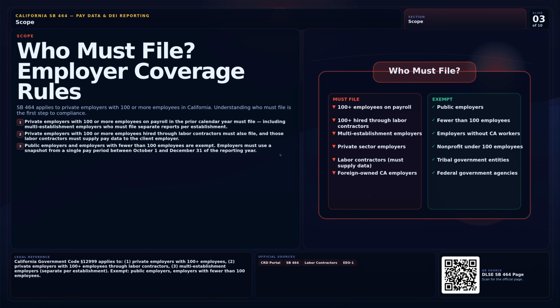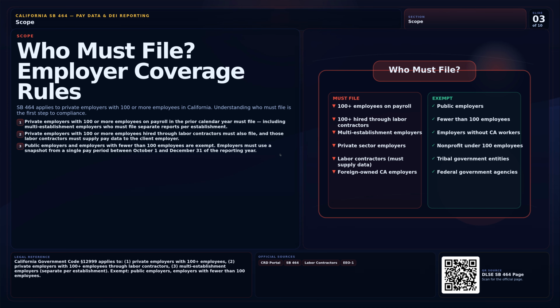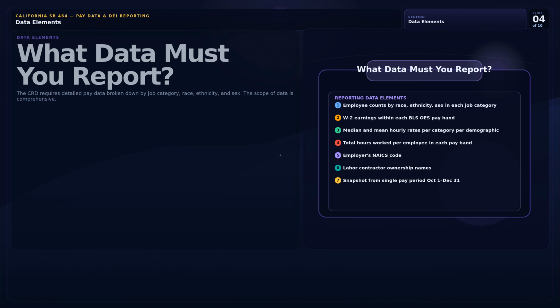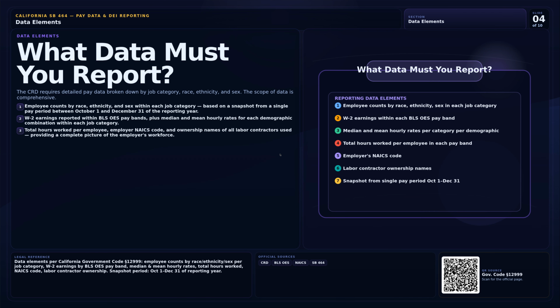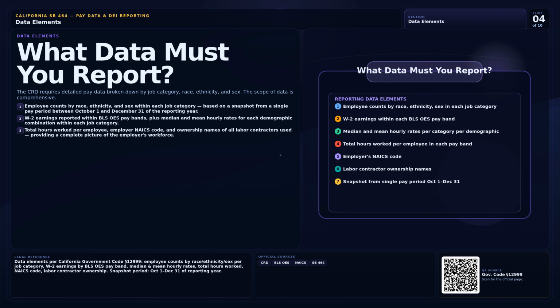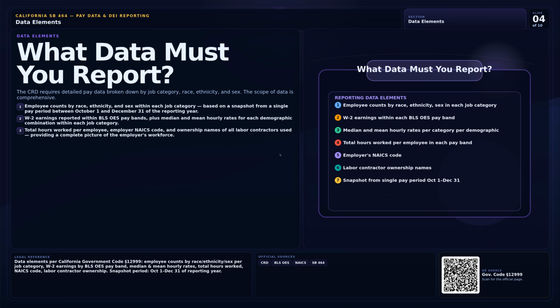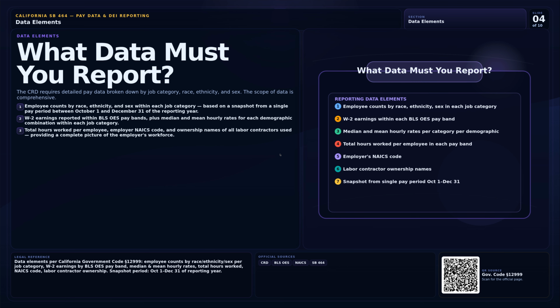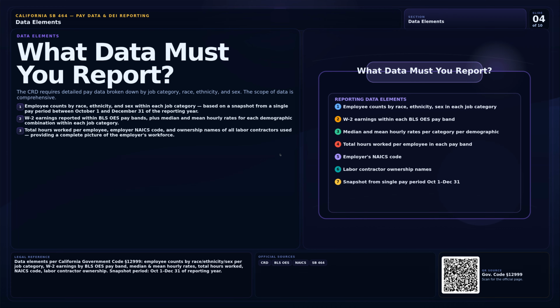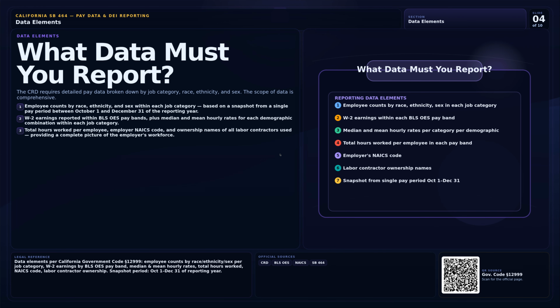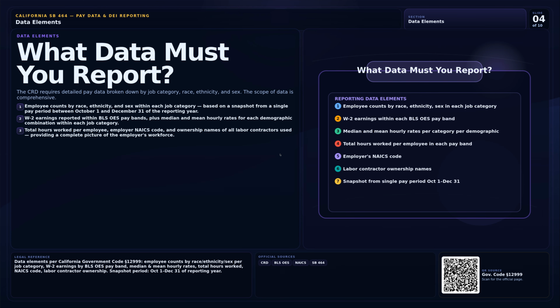What data must you report? The CRD requires detailed pay data broken down by job category, race, ethnicity, and sex. 7 data elements are required. First, employee counts by race, ethnicity, and sex within each job category based on your snapshot period. Second, W-2 earnings reported within the Bureau of Labor Statistics Occupational Employment Statistics pay bands. Third, median and mean hourly rates for each combination of race, ethnicity, and sex within each job category.